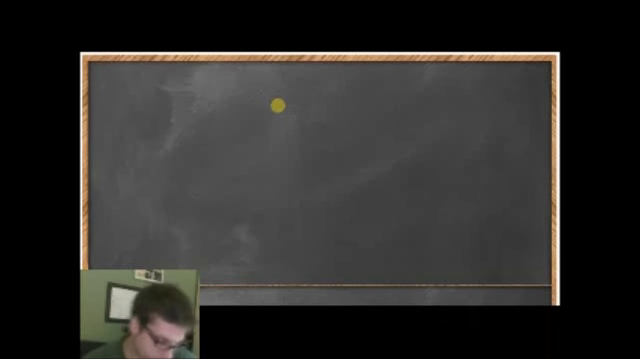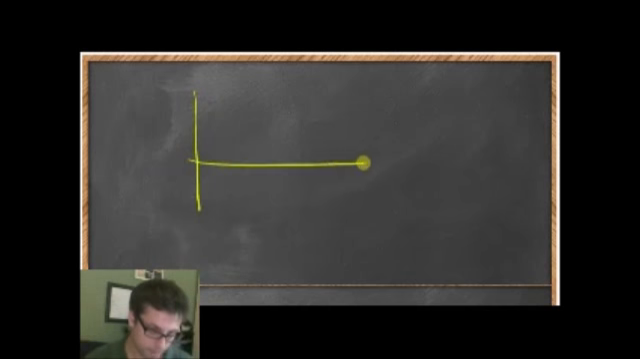The graph of the function is shown. Which graph is an antiderivative of f? All right, let me do my best to graph this. So that's f.